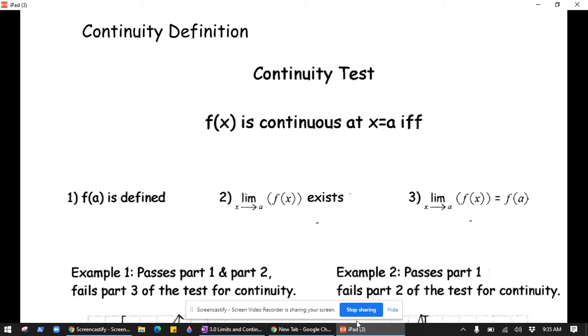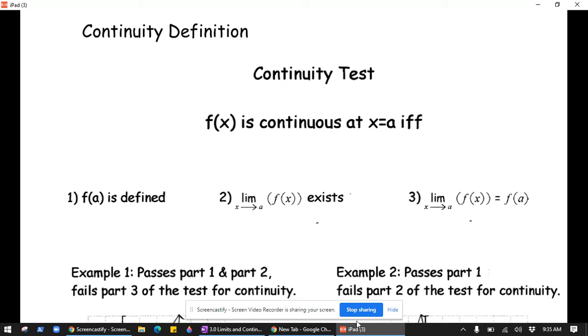All right, in this video, I'm going to take a look at continuity. If you're taking a calculus course or you're going to prepare for the AP Calc exam, you're going to need to know this test or this definition. So a function is continuous if basically three things happen.